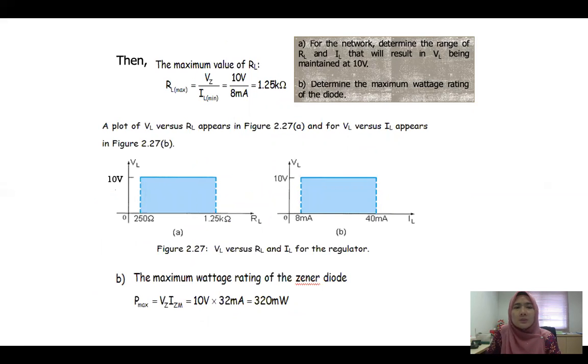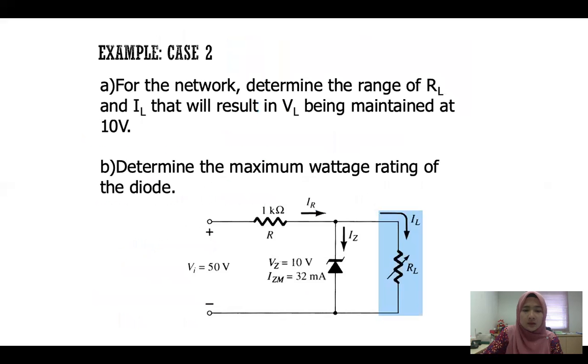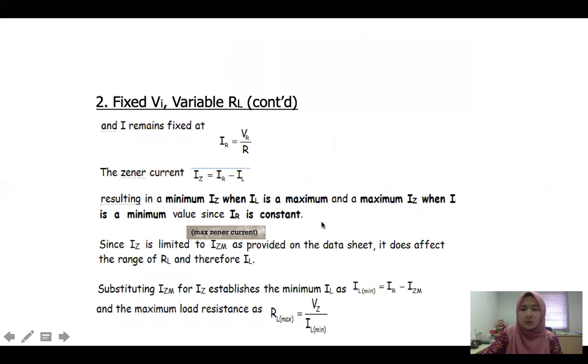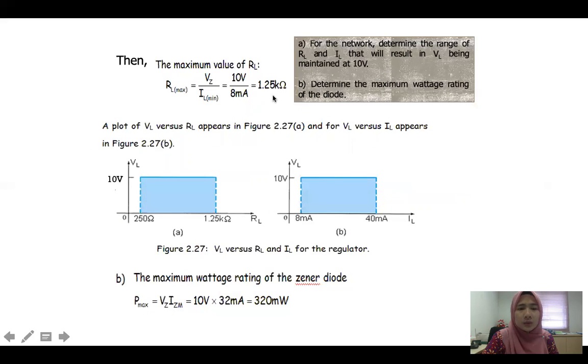Then you can calculate the maximum value of RL, which is RL max equals VZ over IL min, so equals 1.25 kilo ohm. Like I explained before, the derivation is over here. If it is hard to understand, please refer to this slide on the derivation. But when you do an example or when you have a question like this, you don't need to derive. You can just directly use the formula, put in the values and you will get the answer.